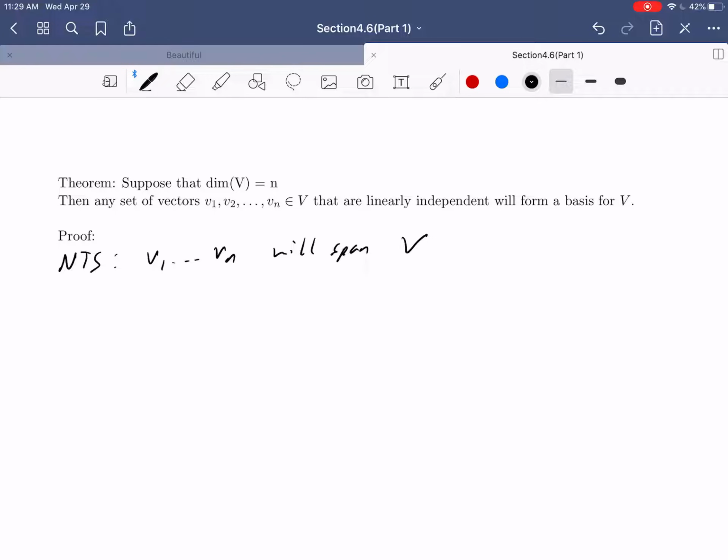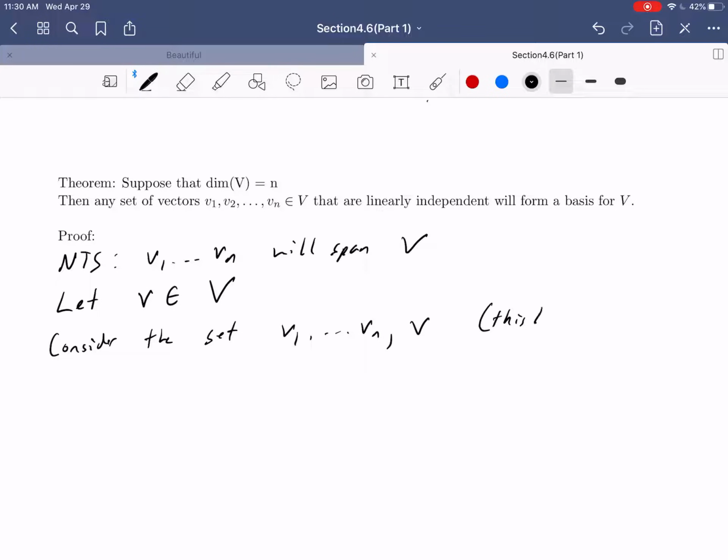So let's let v, some random vector, be an element of V. To show that v1 through vn span V, we need to show that there's some linear combination of v1 through vn that equals v. Well, consider the set v1 down to vn, comma v.